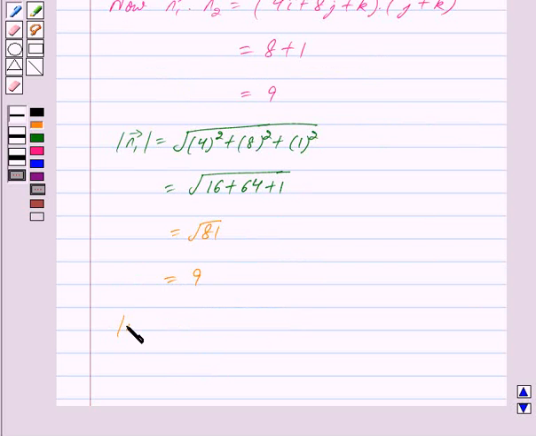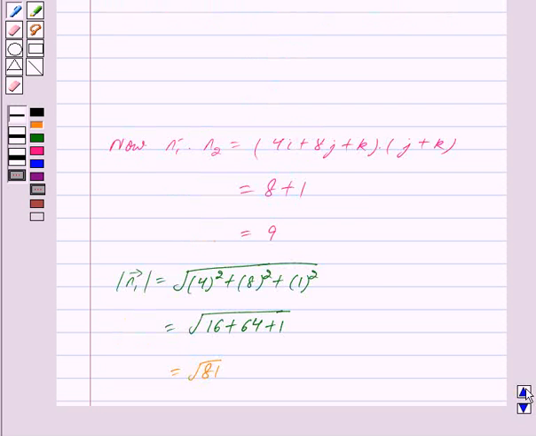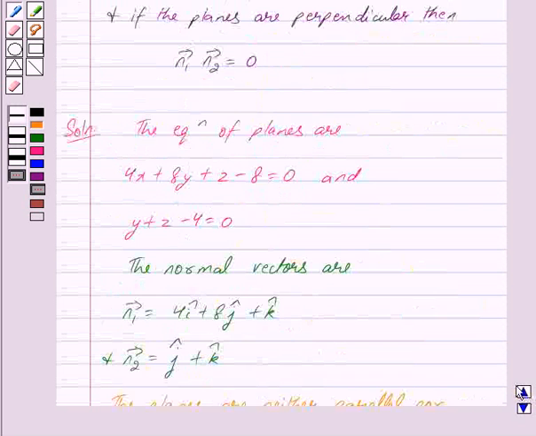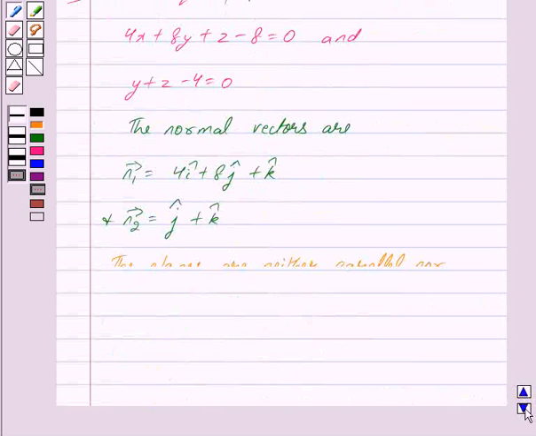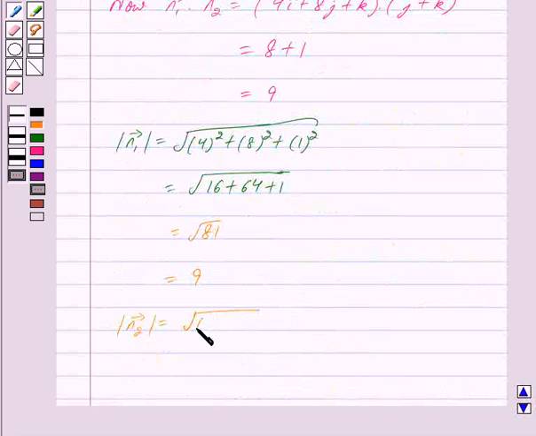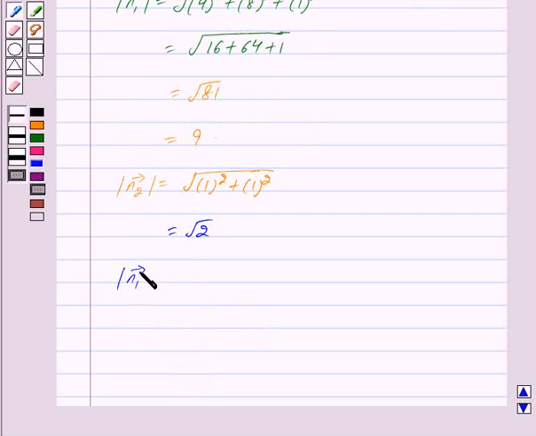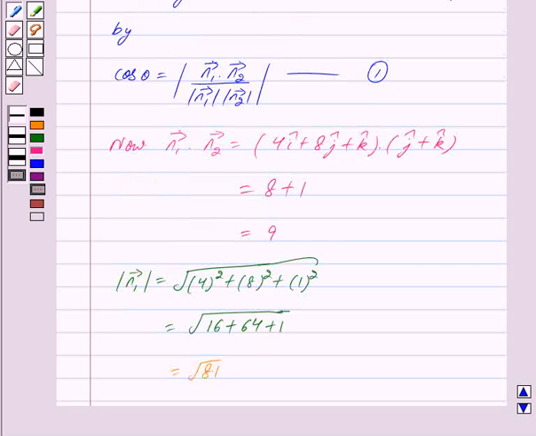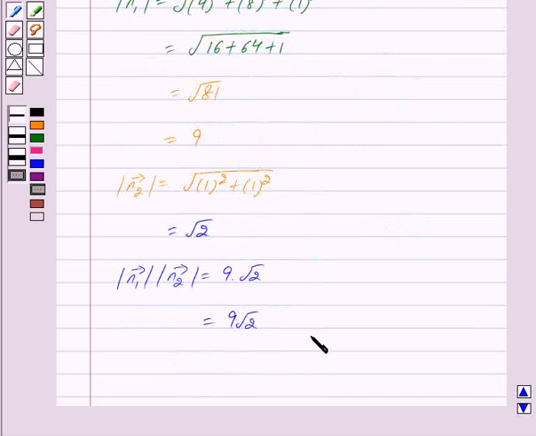And mod of vector n2: vector n2 is j cap + k cap. So we get mod of vector n2 = under root of 1 square + 1 square, which is equal to under root 2. So we get mod of vector n1 into mod of vector n2 = 9 into root 2, which is 9 root 2. Now we mark this as 2 and we mark this as equation 3.